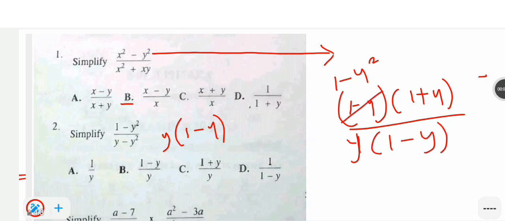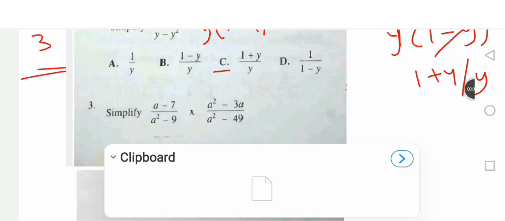Now this one is common. The final answer will be 1 plus y divided by y. You can see it from here, option C. So check the next one.